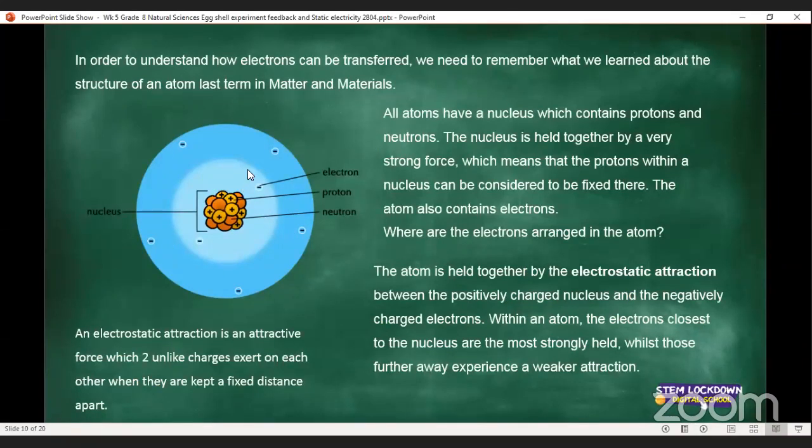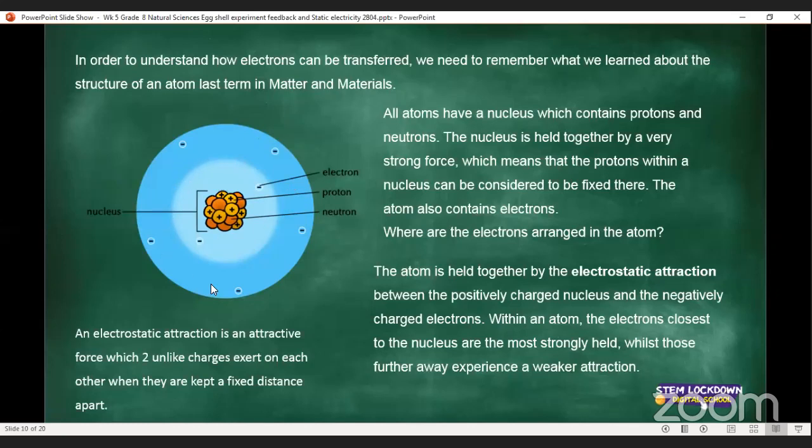So in order to understand how electrons can be transferred, you must remember what we learned about the atom in matter and materials. You can see on the left the composition of the atom. You have your protons and neutrons embedded in the nucleus, and then you see all your electrons flying around. The electrons are the things that move, that cause an imbalance to cause static electricity. All atoms have a nucleus which contains protons and neutrons. So in any atom you have protons, neutrons, and electrons. The nucleus is held together by a very strong force, which means that the protons within the nucleus are considered to be fixed.